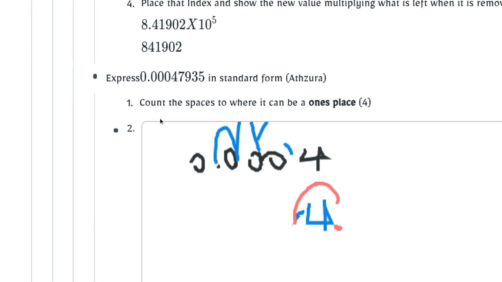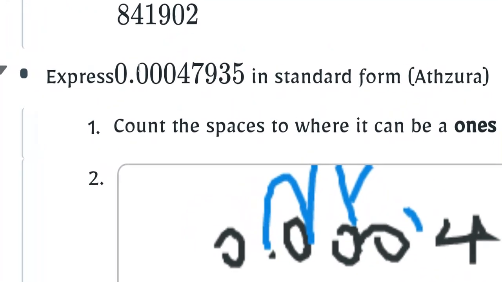Alright, what's the original value, Khalil? Look at the value right here for me. Say it for me. You have what? 0 point 0.00047935. Alright, so how many spaces do you think we should go? 3? First thought there would be 3. Alright, let's see. So pause on that. Let's see if it will be 3.